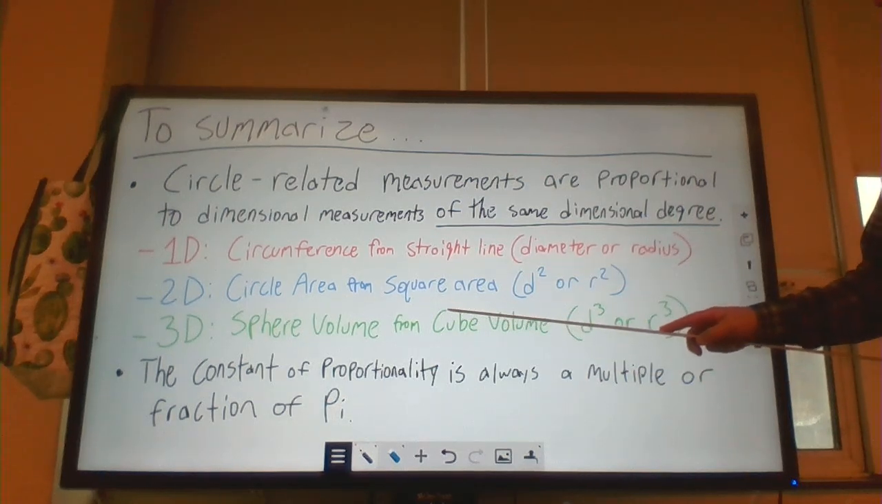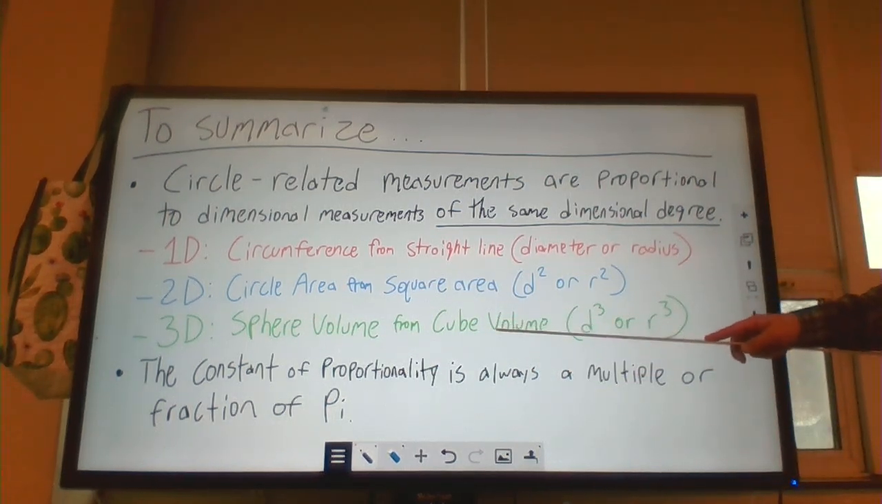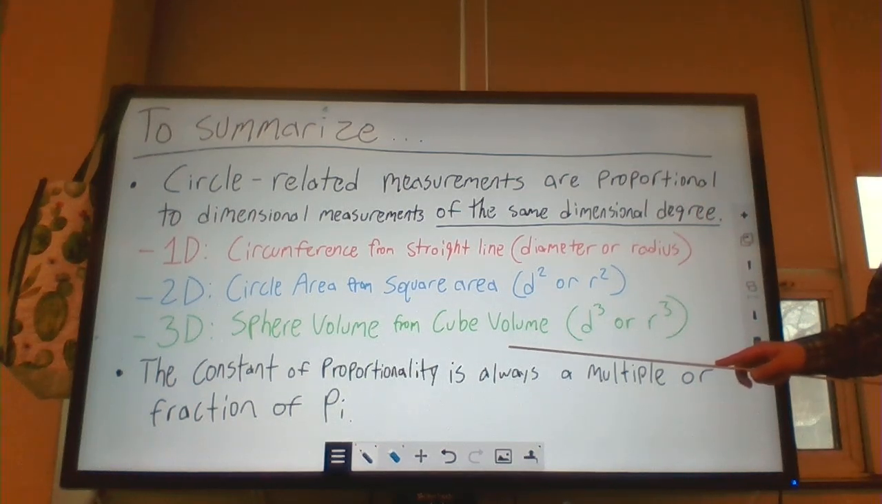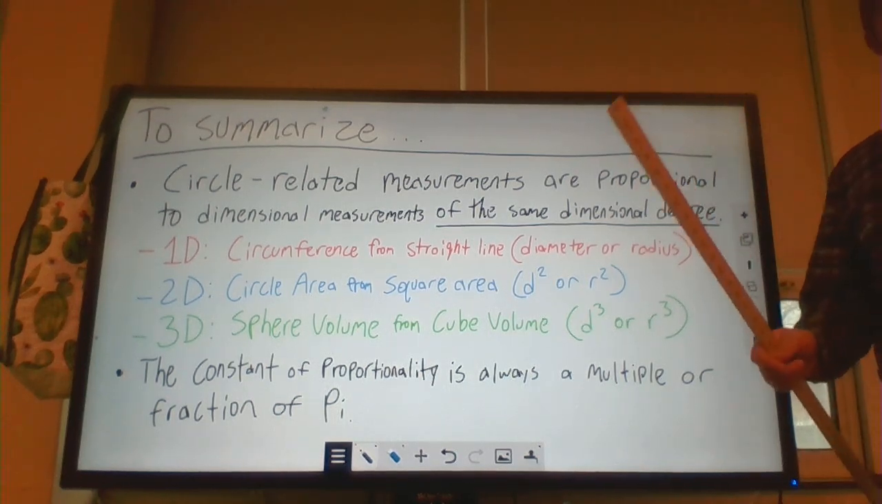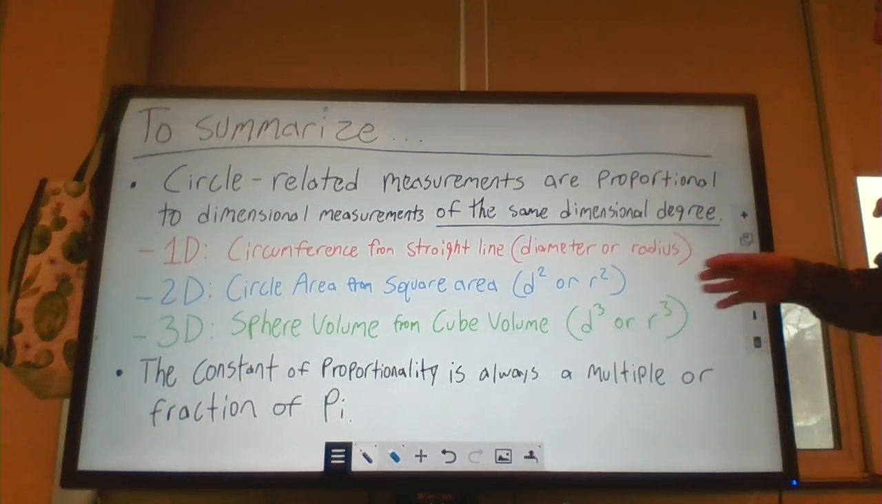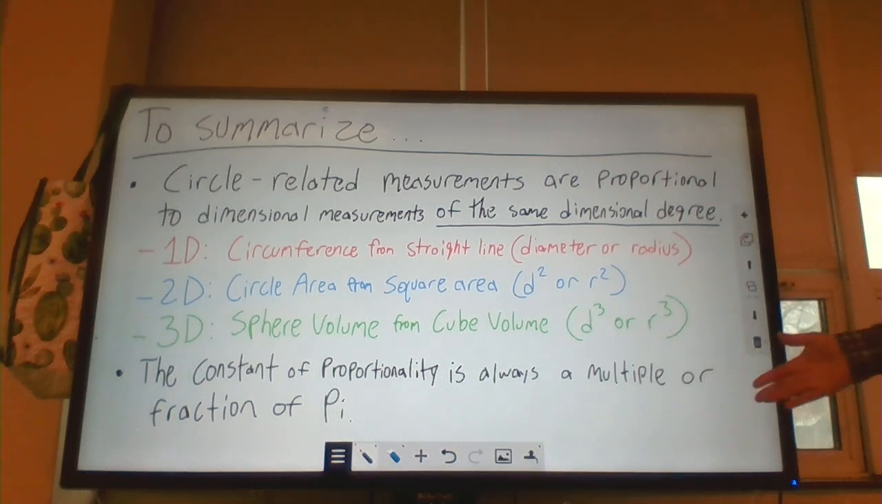Likewise, if we're trying to find the volume of a sphere, we need to start with the volume of a cube. We need to get into the right number of dimensions first, and then we can apply our constant of proportionality, which is always a multiple or fraction of pi, fortunately for us.